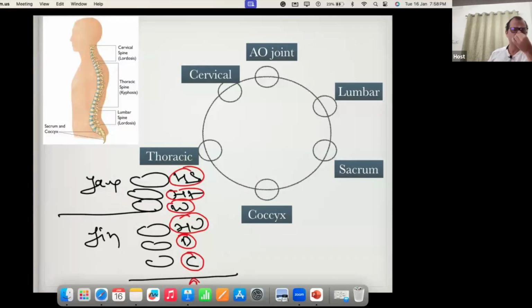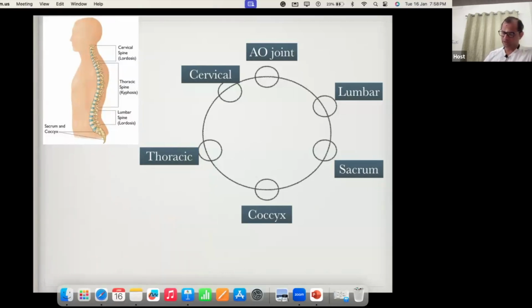Okay. So now I would like to tell you about the spine first. हम आपको spine के बारे में बताएंगे अभी.